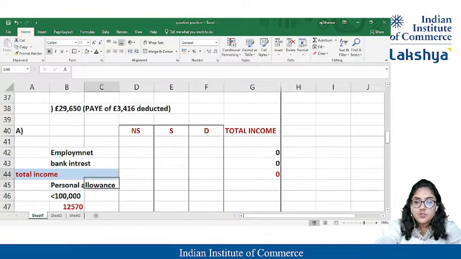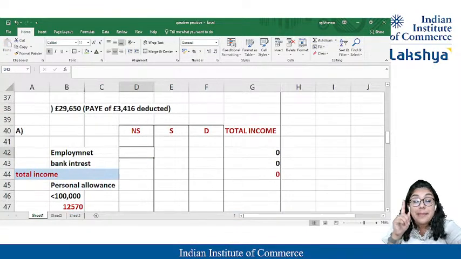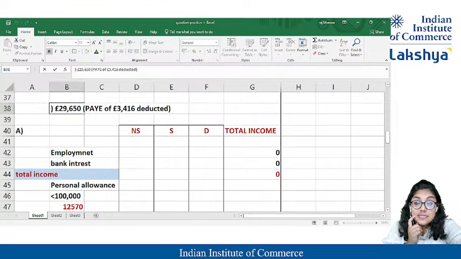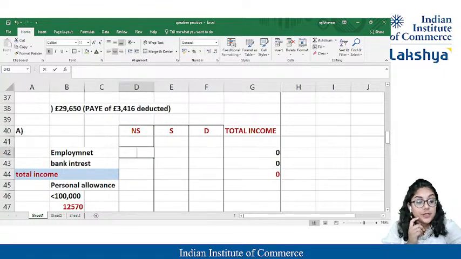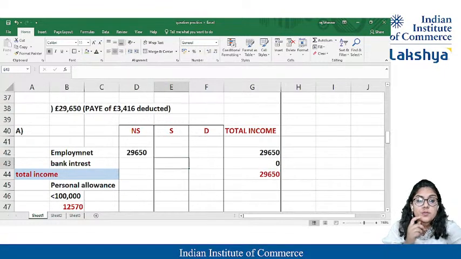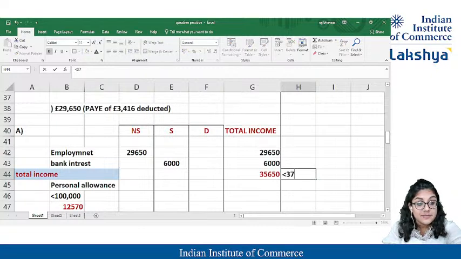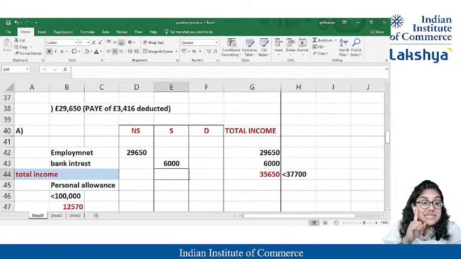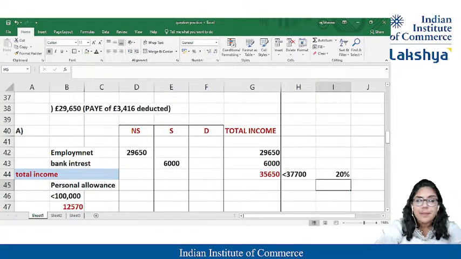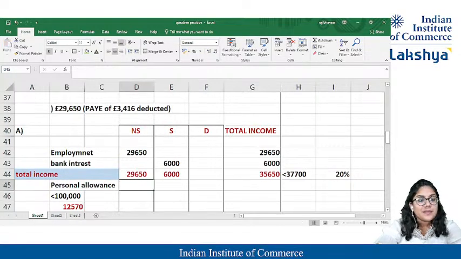Okay students, if you check the first thing, what is the employment income? It's 29,650. Guys, what was your saving income? It was 6,000 only. If I take a total, is it lesser than the first band? Yes, 37,700. So obviously my saving income is also going to be taxed at the rate of 20%, my normal also. So this becomes my total income. Everybody got this clear? Up till here, no problem.